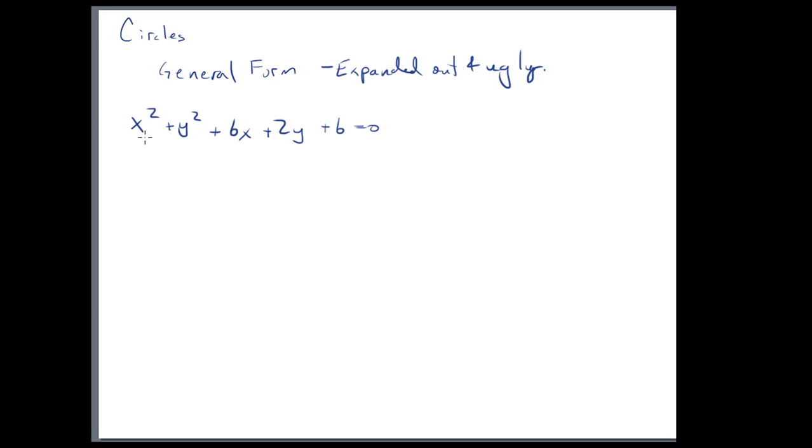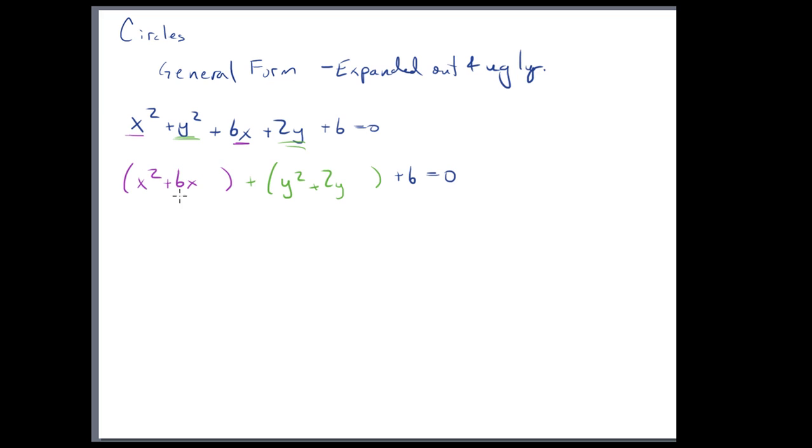What I'm going to do to rewrite this is grab all of my x stuff and write it over here: x² + 6x. I'm going to grab all my y stuff and write it over here: y² + 2y. What about the 6? I'm just going to leave it out for now.